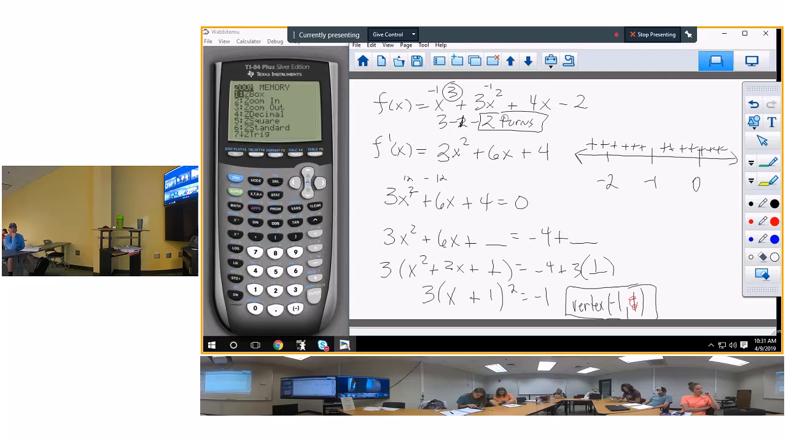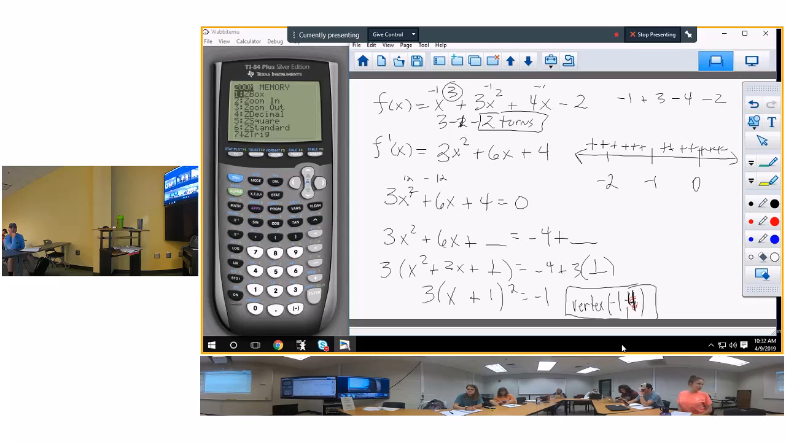-1, -1, -1. -1 cubed is what? -1. -1 squared is 1 times 3 is +3. And -4, yeah, I bet that's it. -2, that's what I did. I just combined, I know what I did. -1 plus 3 is what? 2. 2 minus 4 is what? -2 minus 2, that's better. -4. That's my fault. -4. That looks better.